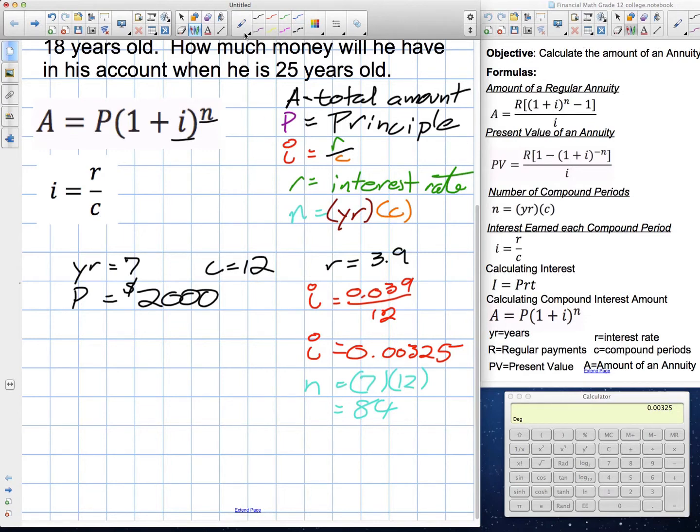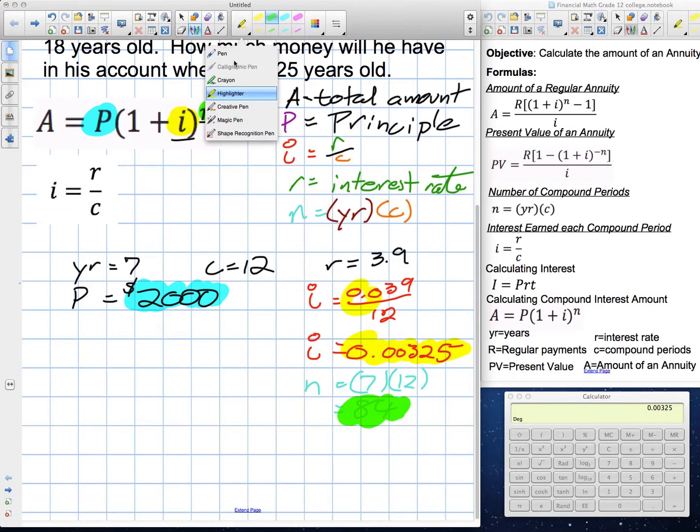So we have our major variables here for our equation. We'll highlight them. Our P is 2,000. Our I, this is our answer. That's the number we're going to put in for I. And our N is 84. So we're going to plug these values in, and we're trying to find the future value, the amount.